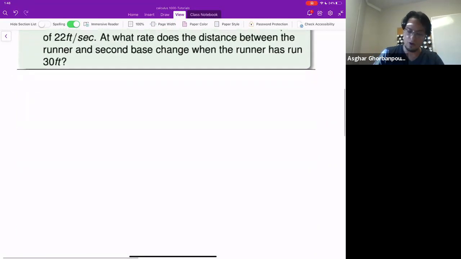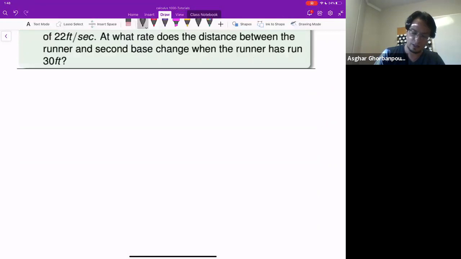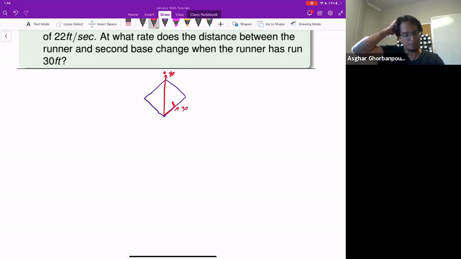Well, always start, well, sometimes you can postpone drawing a picture, but it's always good to start with a picture. So what happened was that the batter hit the ball. The ball is going that way, and the speed was 80 feet per second. And the batter himself or herself is running that way with the speed of 30 feet per second.